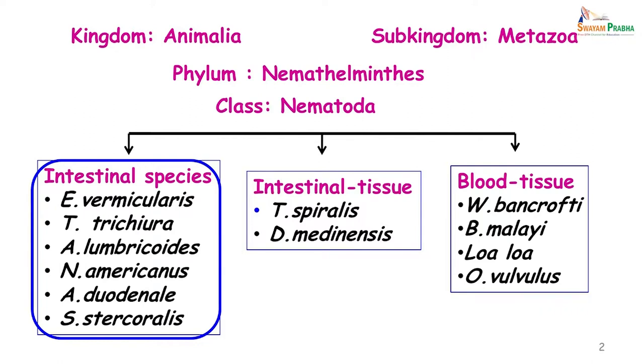Now in the kingdom Animalia, you have a subkingdom called Metazoa in which, in the phylum Nemathelminths, you have a class called Nematodes. In the Nematoda class, you have the intestinal species, the intestinal and tissue species, and the blood tissue species. Today, we are going to be discussing the intestinal species in which we have Enterobius vermicularis, Trichuris trichiura, Ascaris lumbricoides, Necator americanus, Ancylostoma duodenale, and Strongyloides stercoralis.